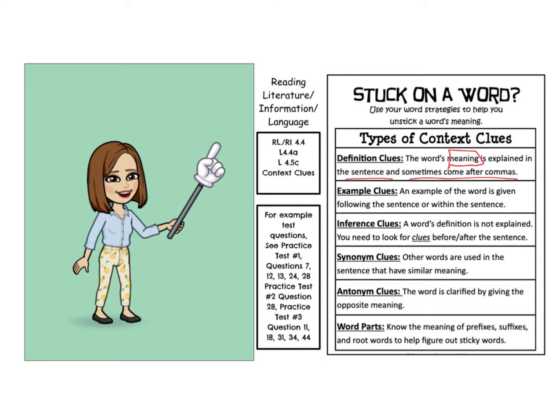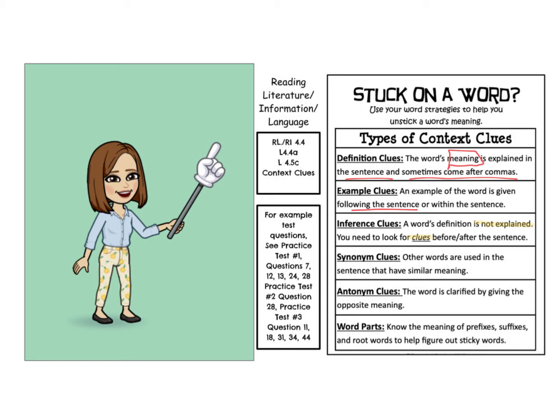Look at the second one, example clues. An example of the word is given following the sentence or within the sentence. So sometimes an author will say, here's a word you don't know, but here's an example of it to help you figure it out. That's another kind of clue. Look at the third one, and this is probably the most common. Inferencing clues. A word's definition is not explained. You need to look for clues before or after the sentence.